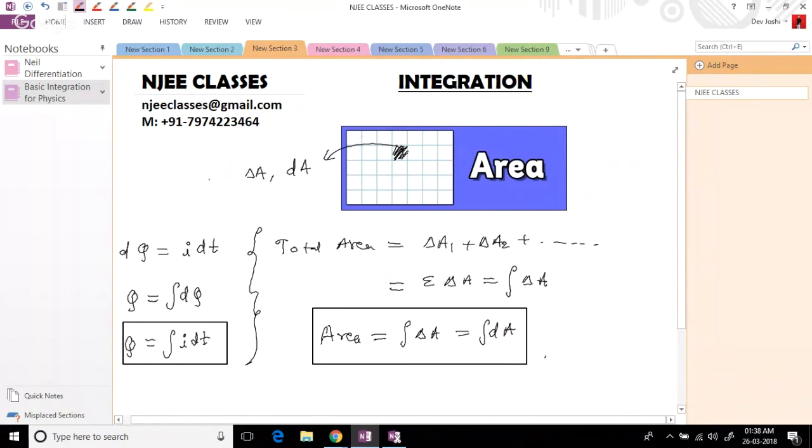All right. I hope you understand the very basic things: what integration is, and what the symbol of integration is. And now we should understand how to calculate integration.